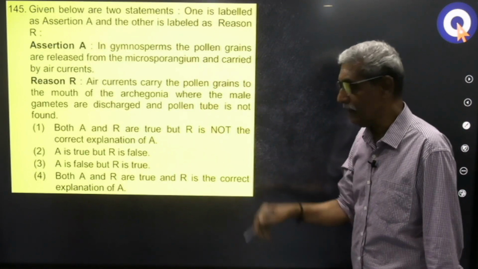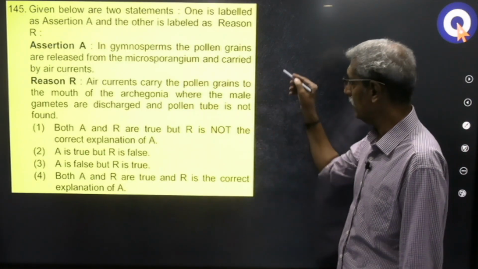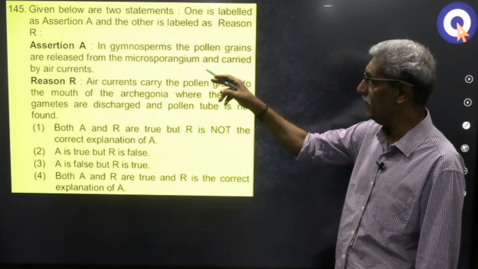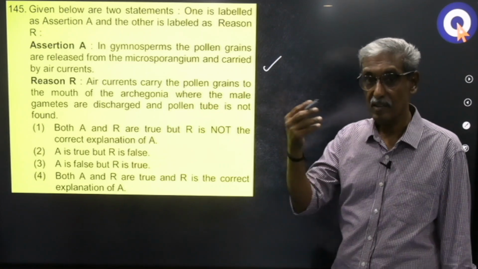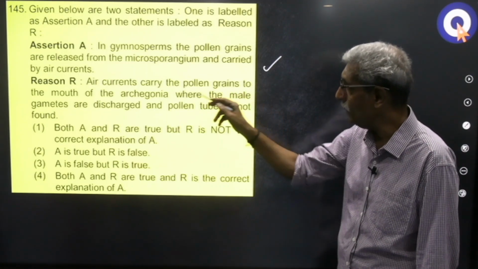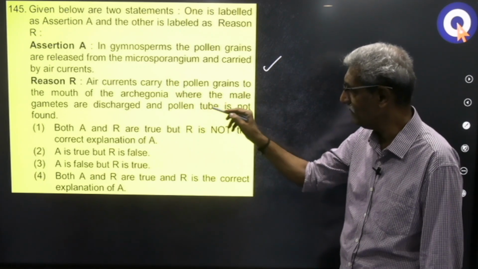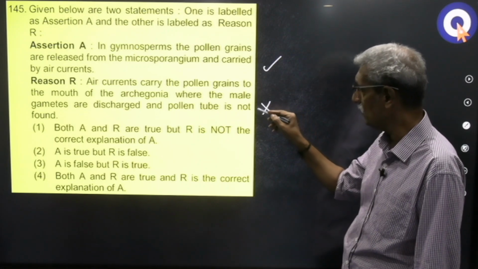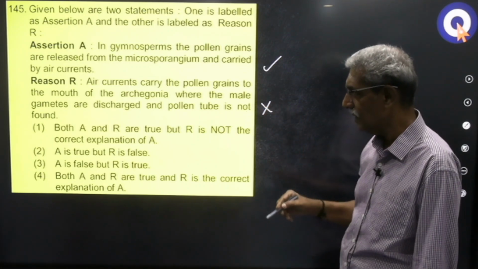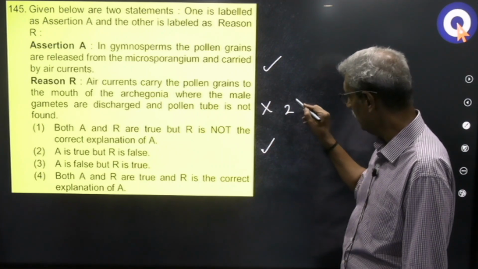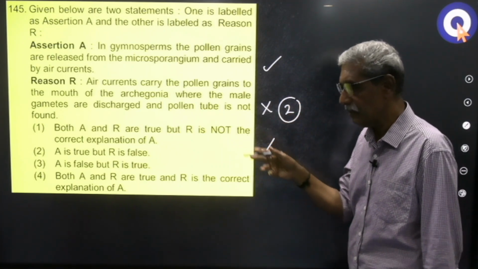And when it comes to gymnosperms in the plant kingdom, remember pollen grains are released from the microsporangium and carried by air currents. Yes, we have the sulphur shower in the case of gymnosperms, with air currents carrying the pollen grains to the mouth of the archegonia, where the male gametes are discharged and pollen tube is not formed. This is a wrong statement because pollen tubes are always formed. So here A is true and R is false. So the option here is 2.